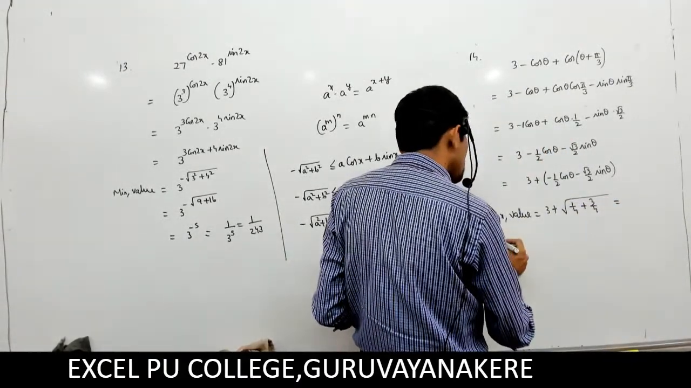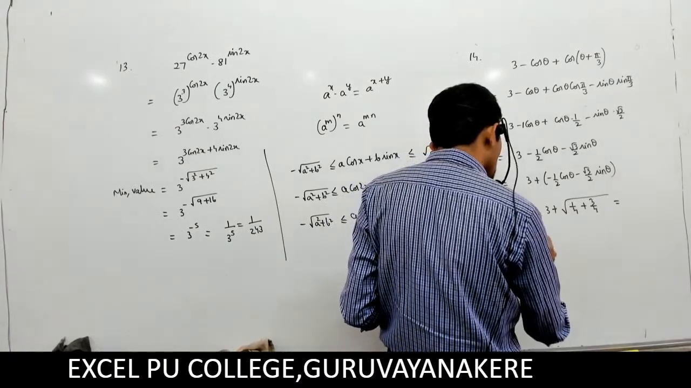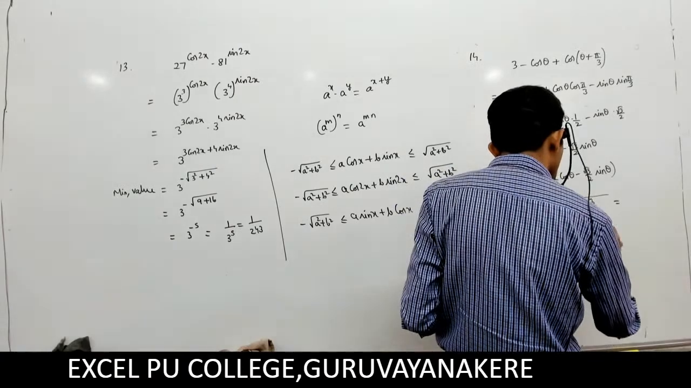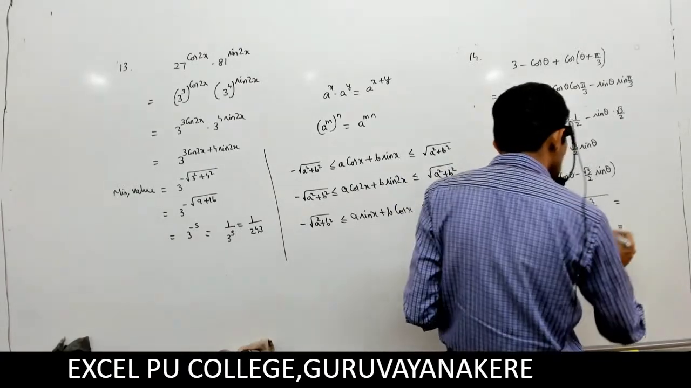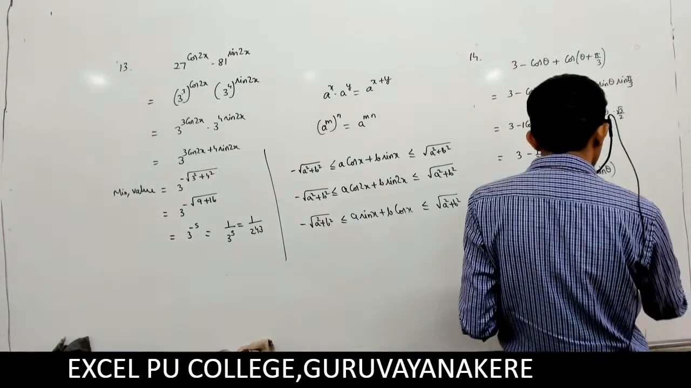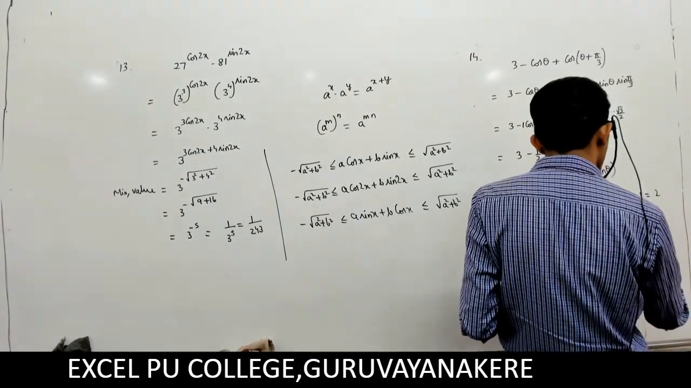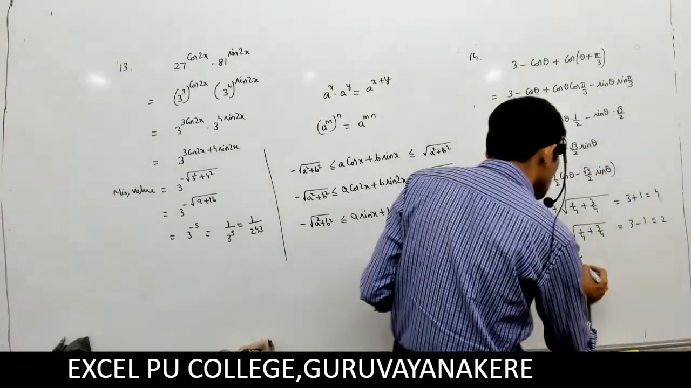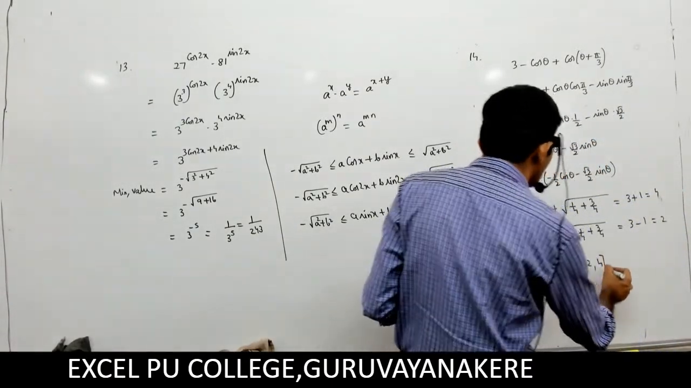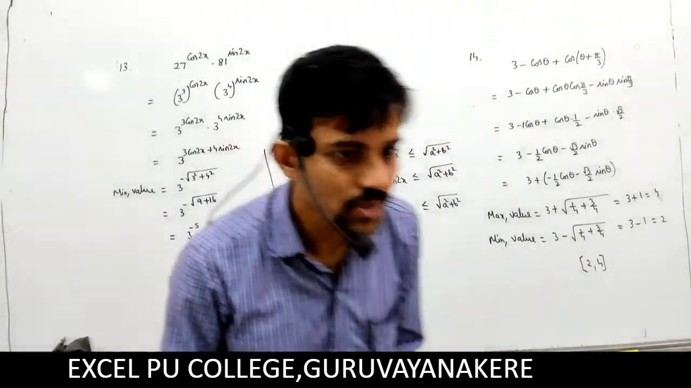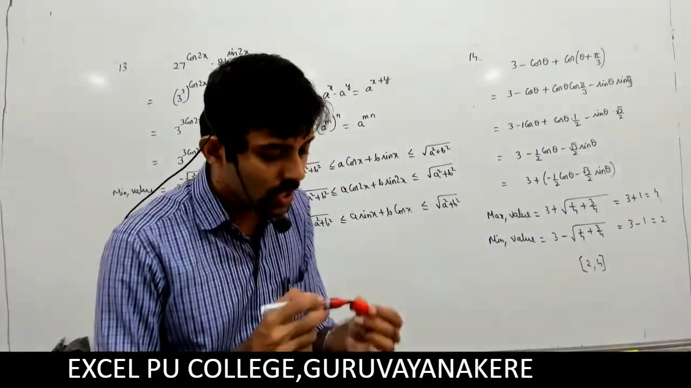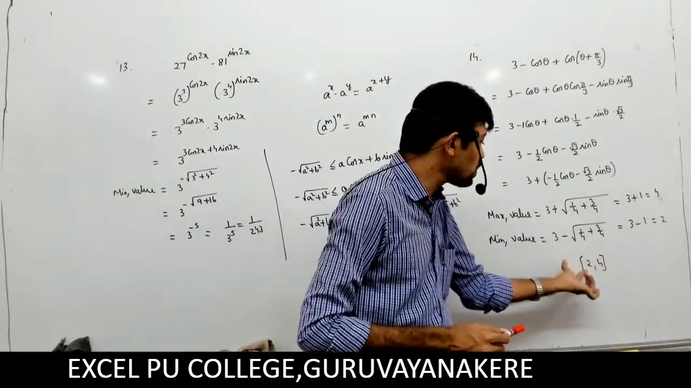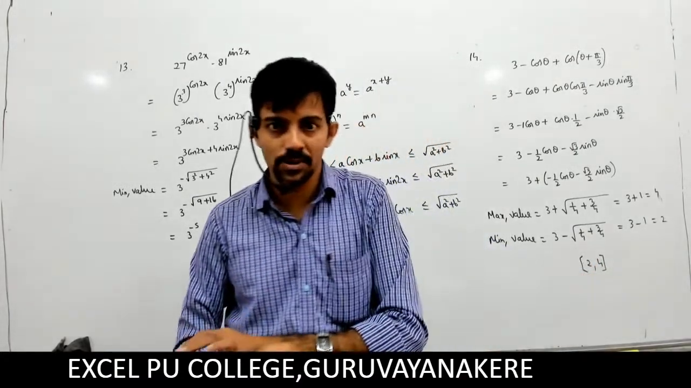Simplify that. Minimum value is equal to 3 minus root of minus half square, 1 by 4, minus root 3 by 2 square is 3 by 4. This is 3 plus root of 4 by 4, which is 1. So 3 plus 1 is 4, and 3 minus 1 is 2. So minimum value is 2 and the maximum value is 4. So this expression lies in the interval 2 to 4. The range of this function is the interval 2 to 4, where 2 is the minimum value and 4 is the maximum value.